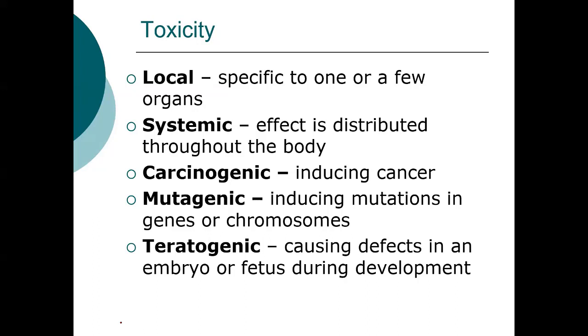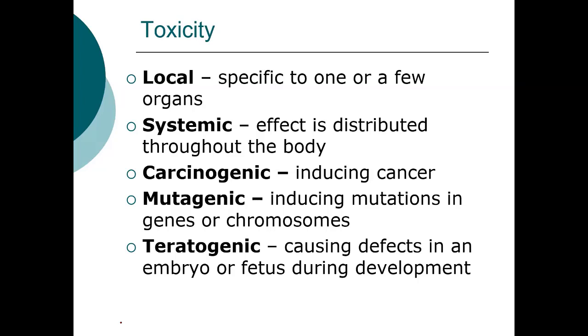We can also talk about, in terms of toxicity, local effects. So it's specific to one organ. Seveso, Italy, caused chloracne. So it was the skin that was affected, and the skin is an organ. It could affect the lungs, but it only affects the lungs. Systemic means that the effect is distributed out through the body. So it affects, for instance, the lymph nodes and the lymph system. So it's affecting the entire body.